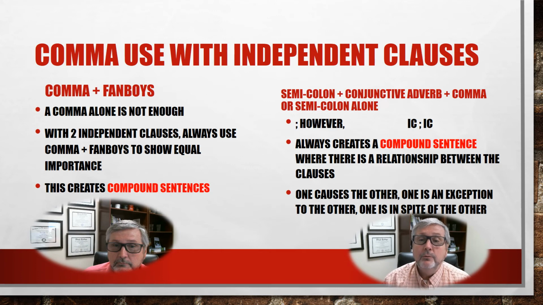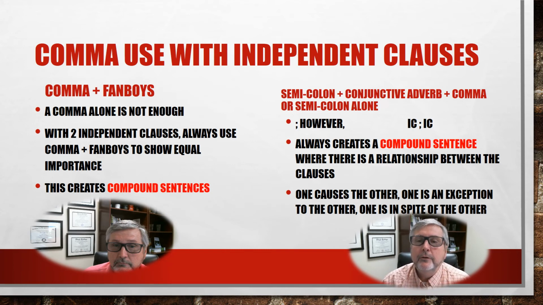The clauses, when they're linked with the conjunctive adverb, properly punctuated, create a relationship by which one clause causes the second clause, or one is an exception, or one happens in spite of the other. Such as, I would love to come to your party; however, I'll be out of town that weekend. If I wanted to say that in a different way, I would say, I would love to come to your party; however, I'll stay home that weekend. So there's a difference in the relationship between the two independent clauses that's signaled by that conjunctive adverb.